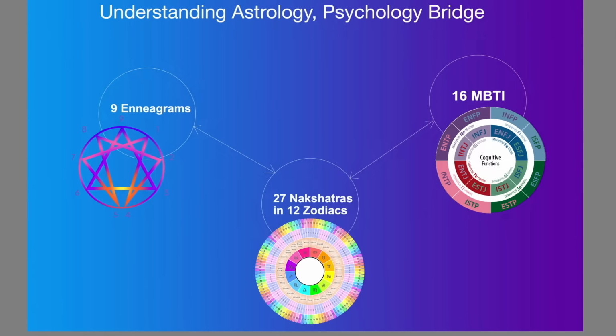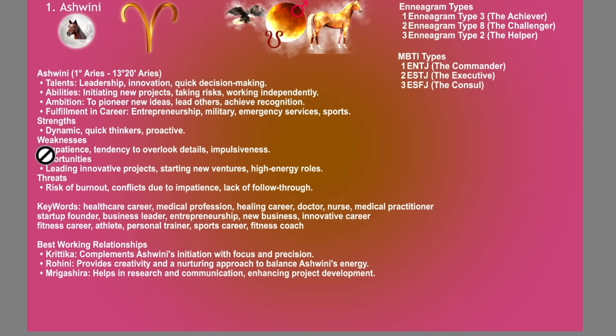And how we are going to cover that is by taking a standard format. This is for Ashwini Nakshatra, for example, where we are going to discuss the talents, abilities, ambition, and fulfillment in career first. Then we are going to do some SWOT analysis, strengths, weaknesses, opportunities, and threats to each from a personality perspective. Then we are going to have some keywords discussing the different career possibilities for such nakshatras, especially if it's the Lord of the D1 or the D10.